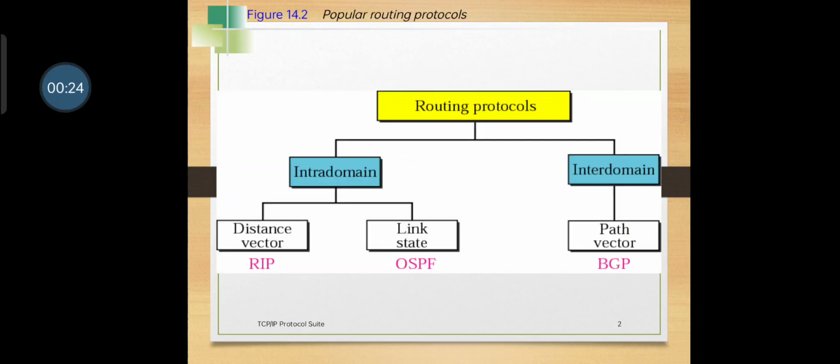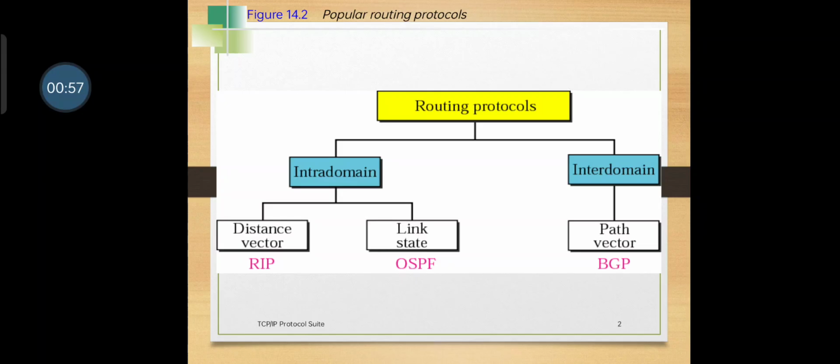As we all know, what is meant by routing? Routing is one of the main functionalities in the network layer. With the help of routing, we can route our data packets in an optimized way. In order to do that, we need some protocols, which are called routing protocols. Routing protocols are classified into two types: one is intra-domain routing, and the next one is inter-domain routing.